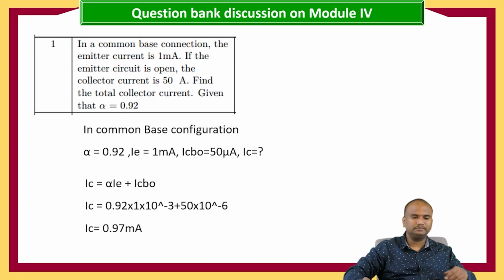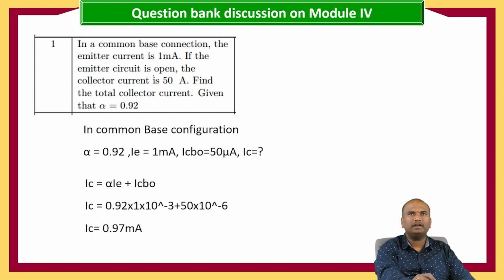The first problem: in a common base connection, the emitter current is 1 milliampere. If the emitter circuit is open, the collector current is 50 microamperes. Find the total collector current given that alpha is equal to 0.92.